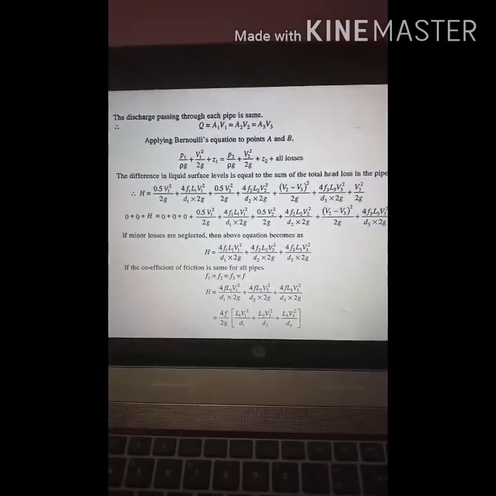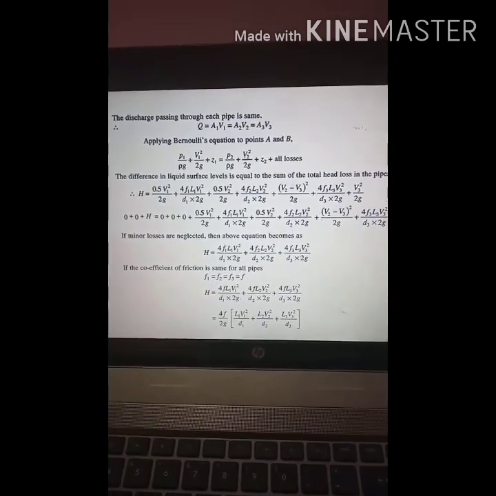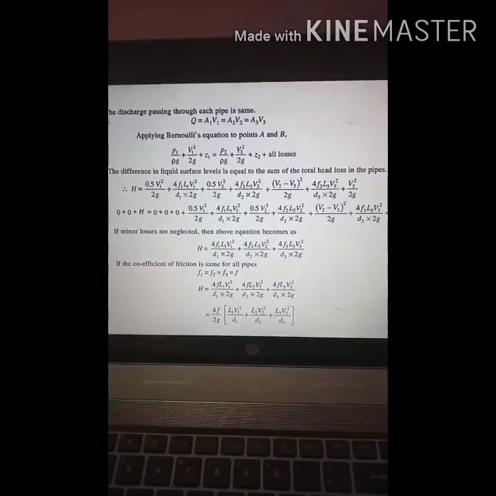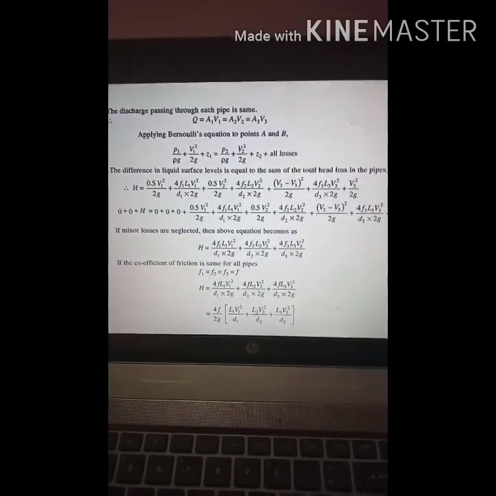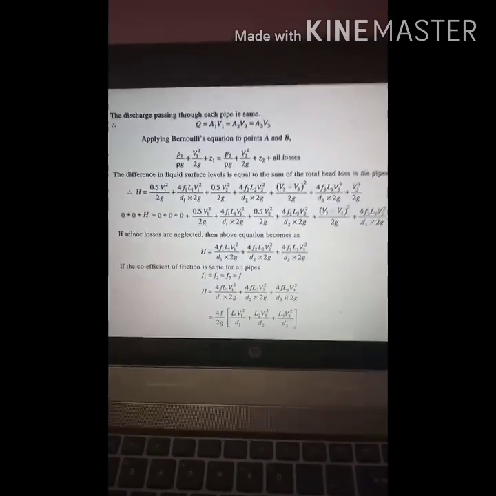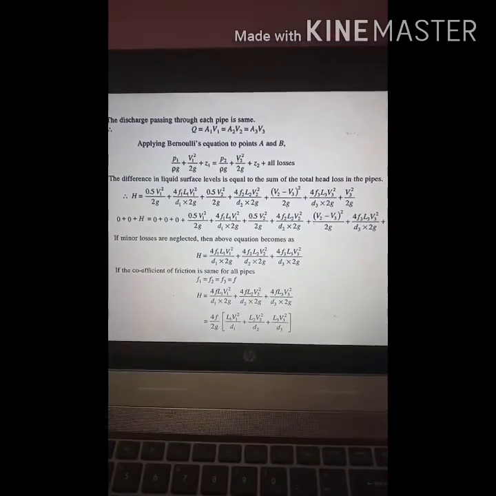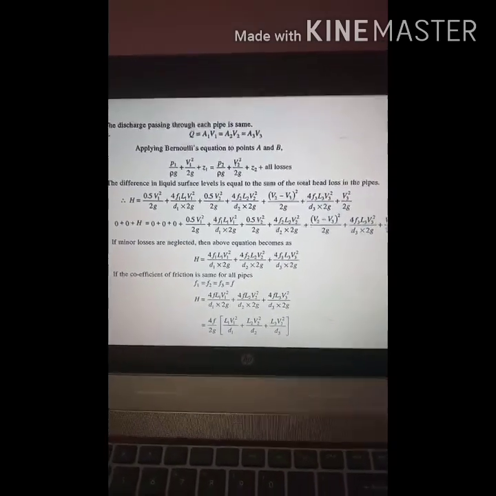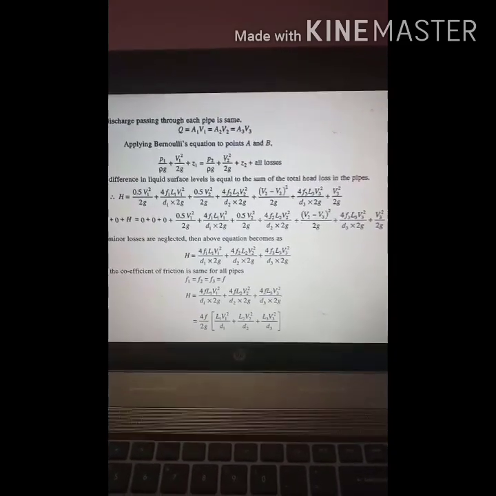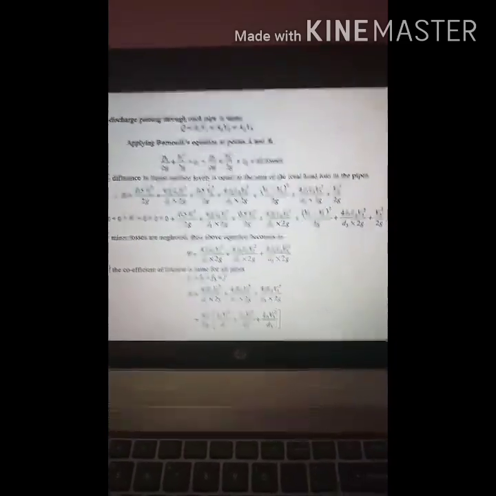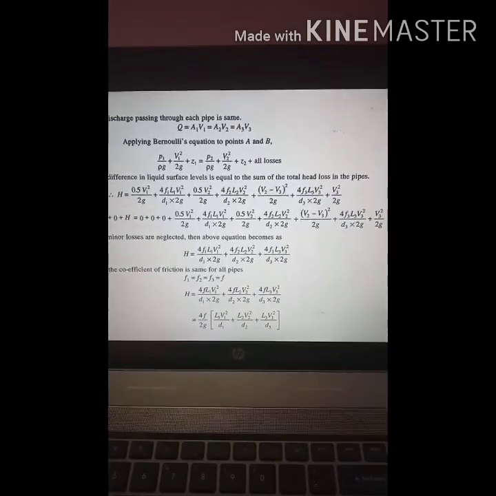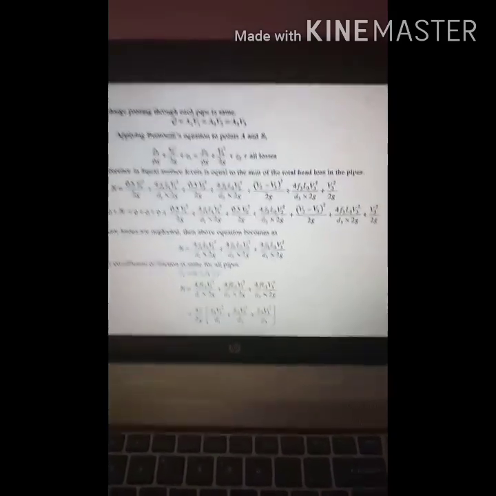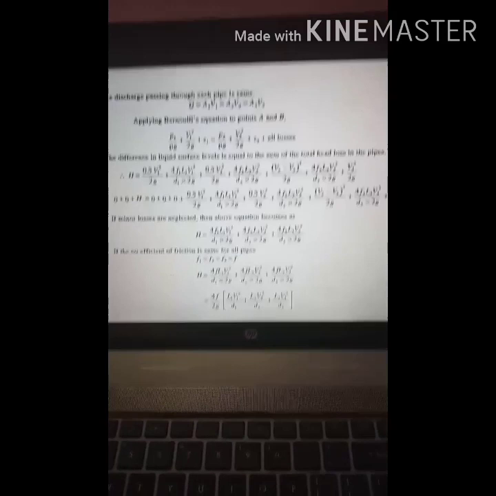It is simply solved. If you solve that Bernoulli's equation, you will get capital H equal to, first, 0.5 v1 square by 2g, that is the entrance loss, plus 4 f1 l1 v1 square by 2g d1, that is the friction loss across pipe 1, plus 0.5 v2 square by 2g, that is the contraction loss from pipe 1 to 2. Then 4 f2 l2 v2 square by 2g d2, that is the friction loss in pipe 2, plus the expansion loss from pipe 2 to 3, that is (v2 minus v3) whole square by 2g, plus the friction loss 4 f3 l3 v3 square by 2g d3, plus the exit loss from pipe 3.